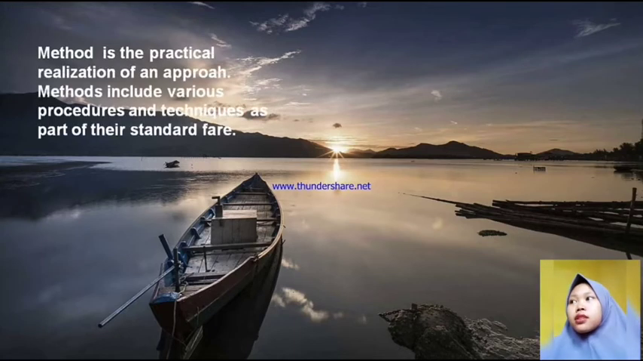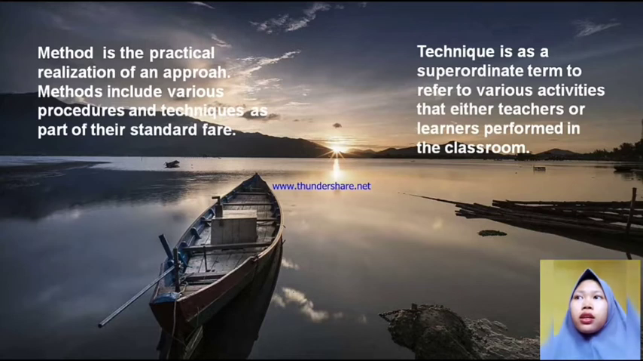Method is the practical realization of an approach. Methods include various procedures and techniques as part of their standard fare. And technique is a superordinate term to refer to various activities that either teachers or learners perform in the classroom.